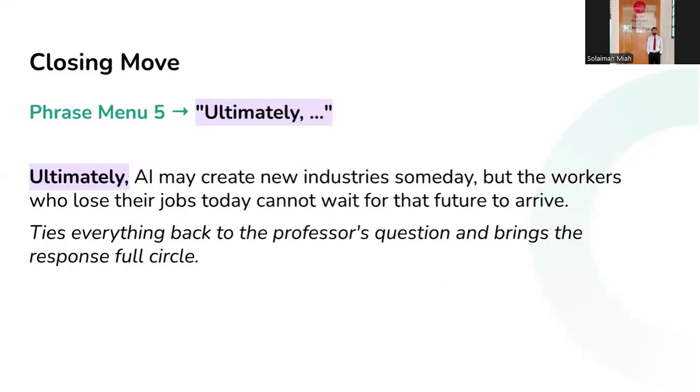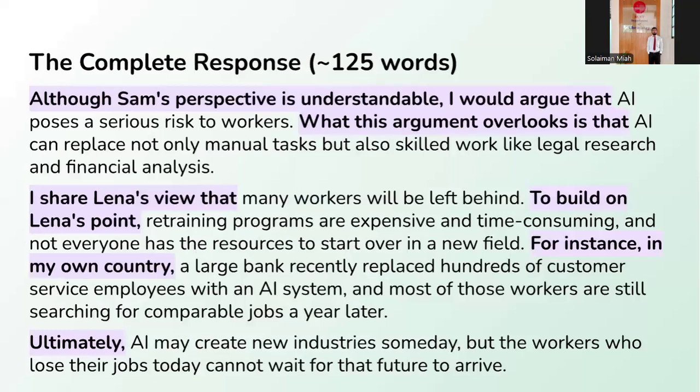Finally, a closing sentence to tie everything back to the professor's question. The transitions menu gives us, ultimately, so we write, ultimately, AI may create new industries someday, but the workers who lose their jobs today cannot wait for that future to arrive. That brings the response full circle. Here's the complete response on screen. Feel free to pause the video and read through it.